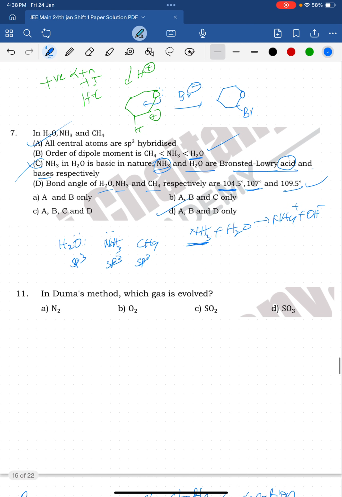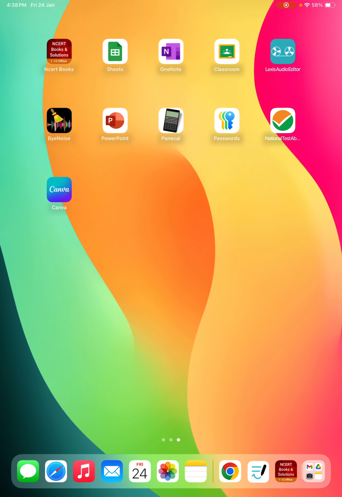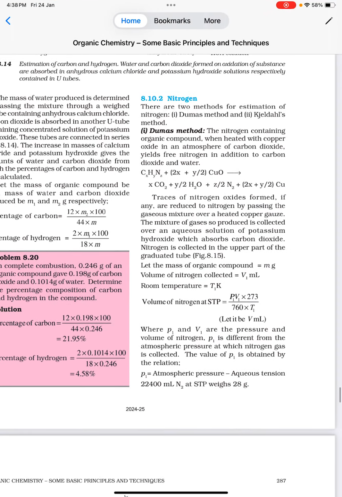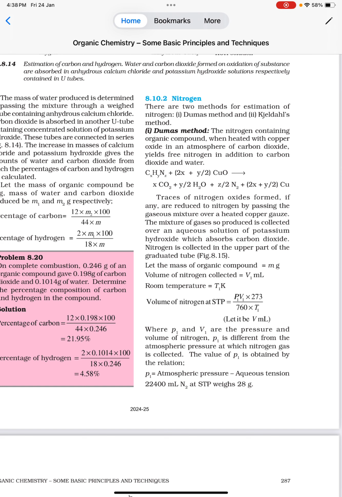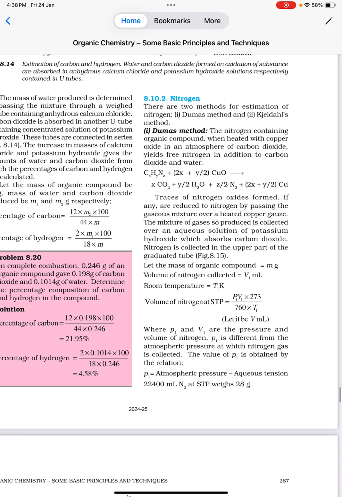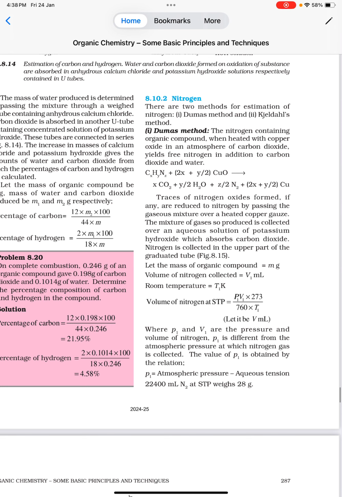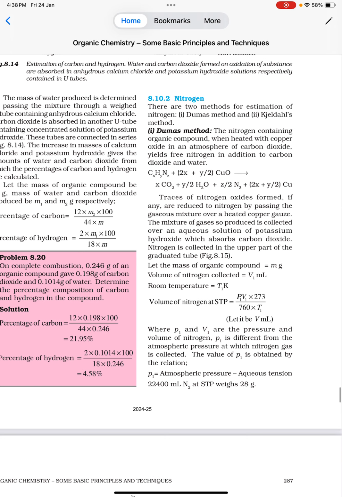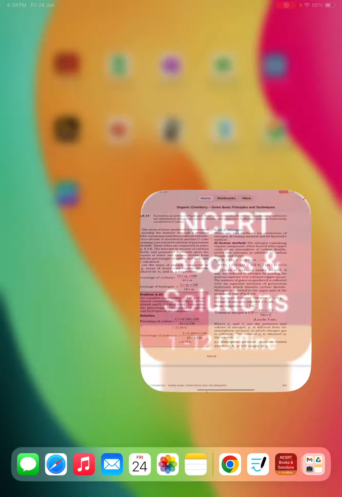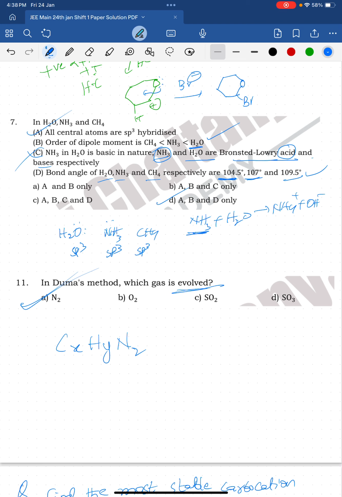Got it? In the Dumas method, which gas is evolved? It is a direct question: N2. For CxHyNz you can find this in NCERT. What is the gas we are getting? Z by 2 N2. If we heat a hydrocarbon containing nitrogen with CuO, finally we get N2, and N2 is what we estimate. So the answer is N2, a direct question from NCERT.